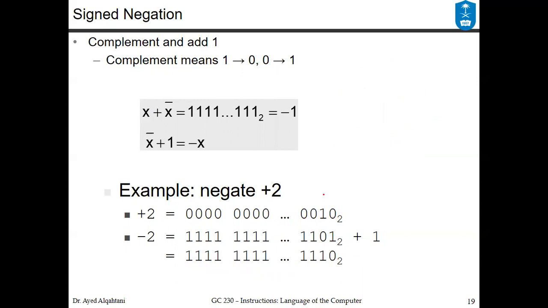Another easier way, if you have this positive number and you want to get the negative number, do the 2's complement. Starting from the right side, copy everything until you reach the first one. So you copy the 0, and then you copy the 1, and after that you flip everything. And that's what we did here, and we reached the same result.